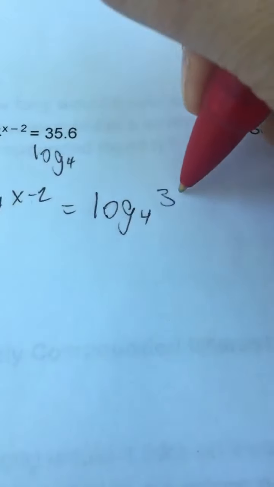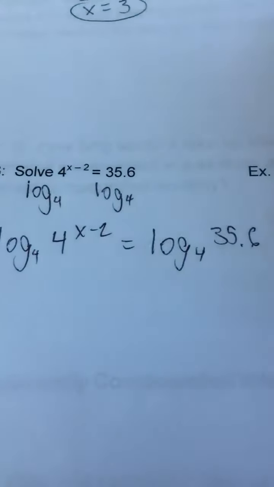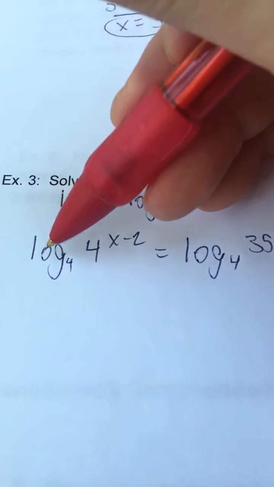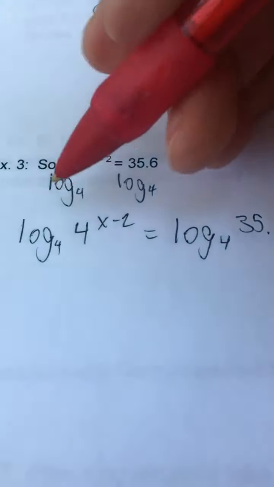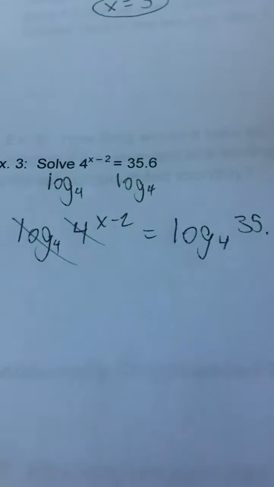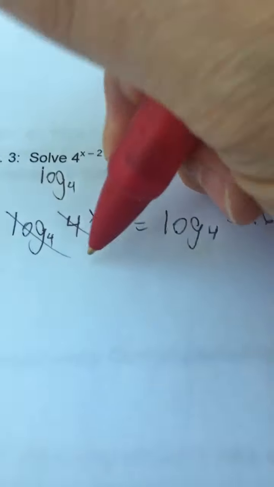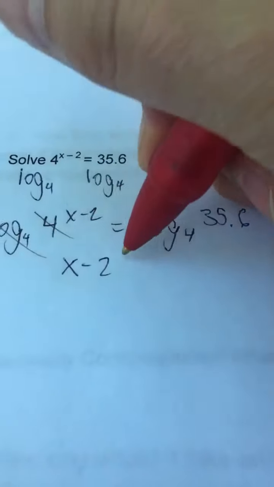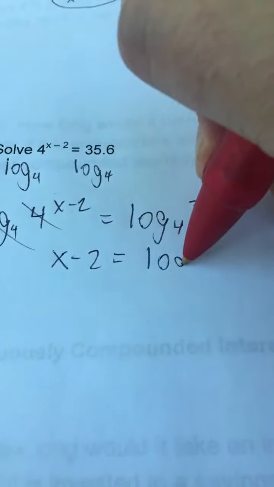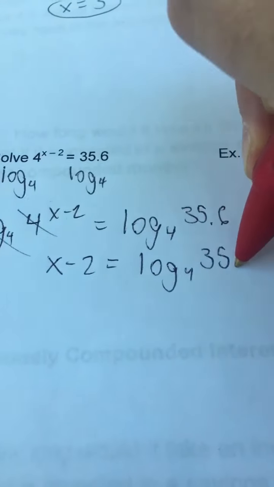4 of 35.6. Now, the whole reason I did that is because what does log base 4 and 4 do to each other? They cancel out. That's the whole reason I'm doing that. I'm left with just x minus 2 over here. x minus 2 equals log base 4 of 35.6.